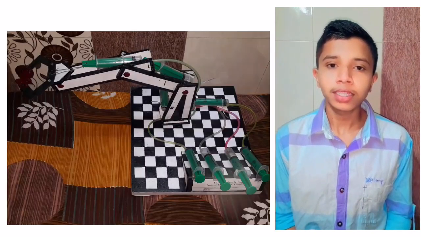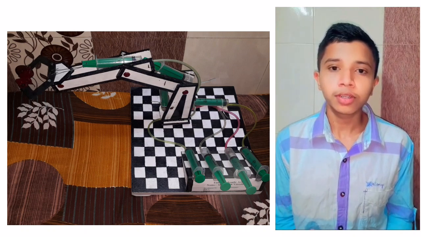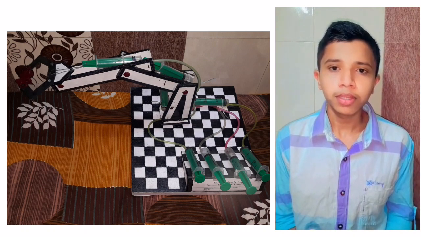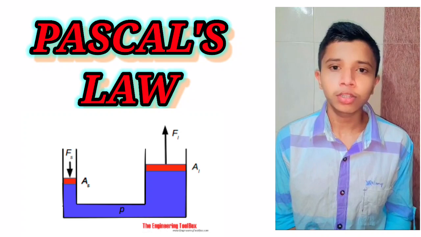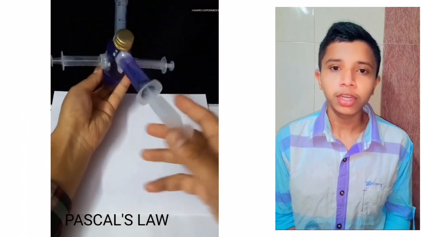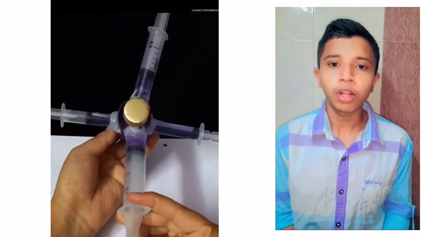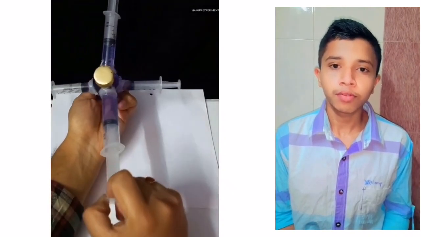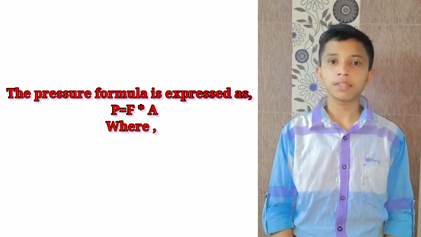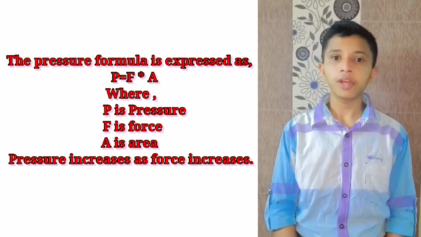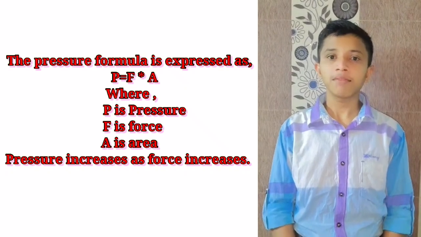The fluid link acts as the medium that transmits the motion and force between the components. The basic concept behind this operation is Pascal's law. The law states that when pressure is applied at one point of a fluid contained in a constant volume, the pressure due to that force is equally transmitted to all the points of the fluid. The pressure formula is expressed as P = F / A, where P is pressure, F is force, and A is area.